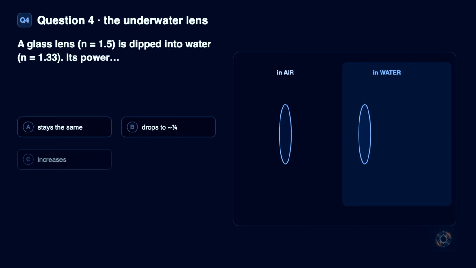Here is question 4. Take a glass lens, refractive index 1.5, and dip it into water. What happens to its power? A. It stays the same. Power is power. B. It drops to about 1/4. C. It increases. Or D. It vanishes completely. 5 seconds. Pause if you need more time.